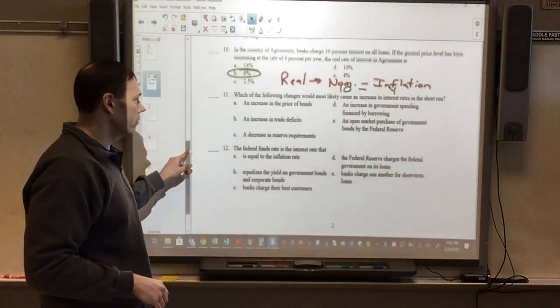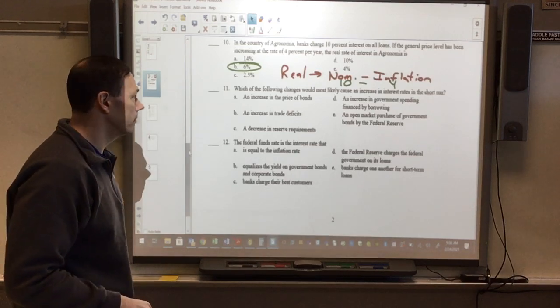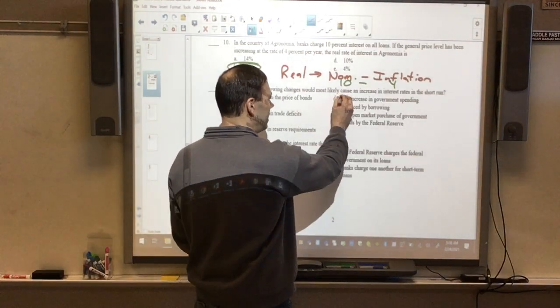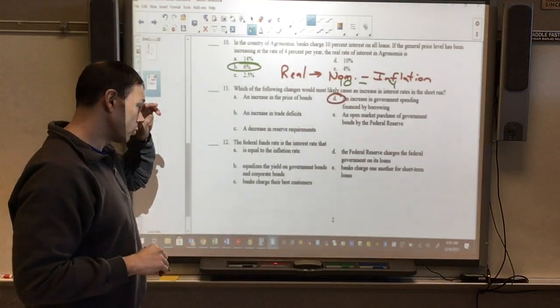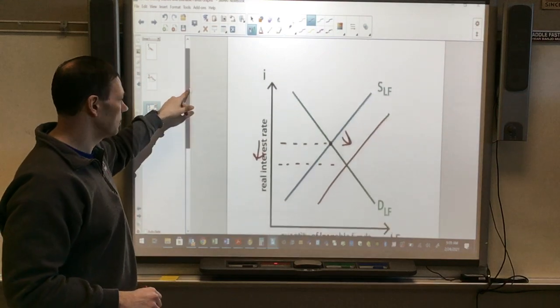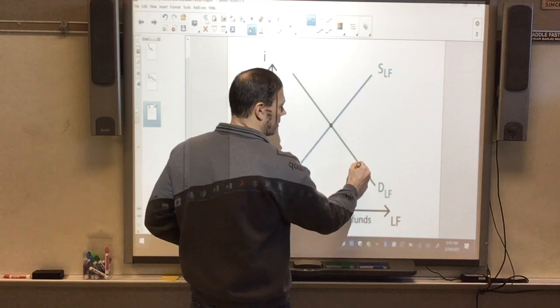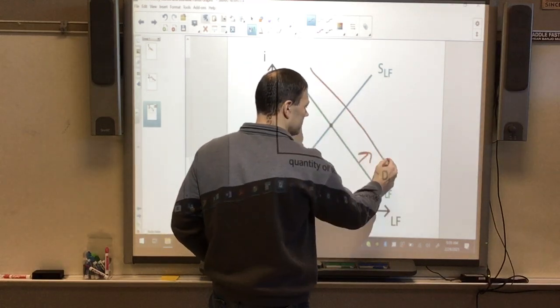Number 11, which of the following would most likely cause an increase in interest rates in the short run? Okay, best answer here is D, because if the government borrows money to spend it, you could use your loanable funds graph, which would be the most appropriate. If the government's borrowing money to spend it, that's going to increase the demand for loanable funds.